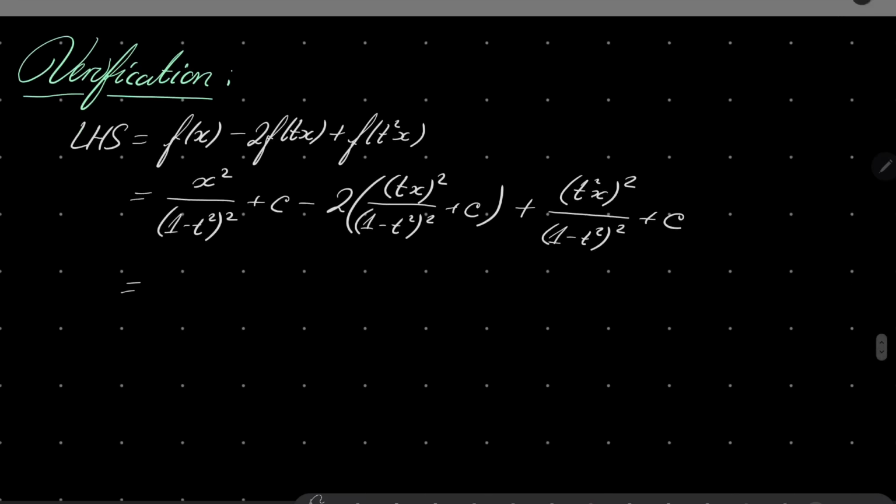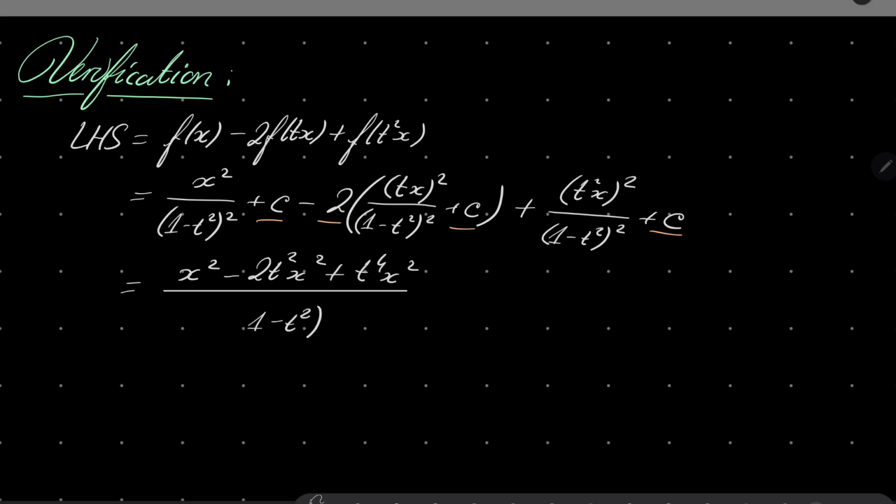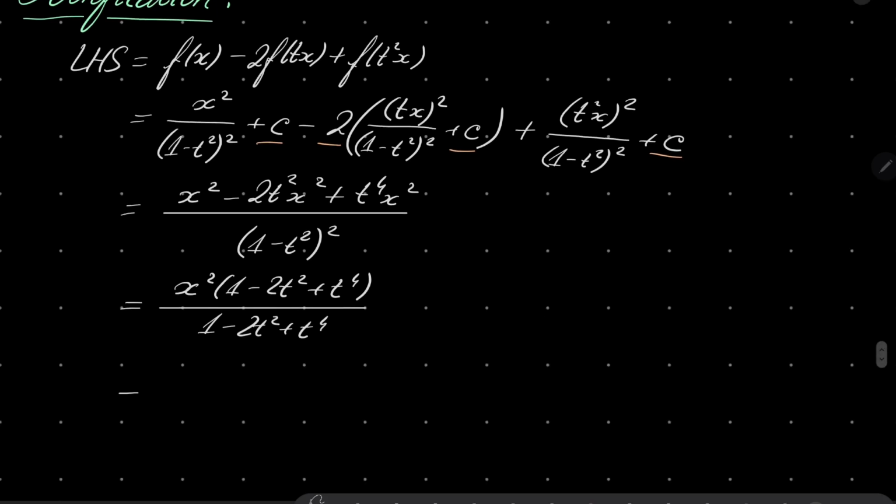Alright, now here we have plus c minus 2c plus c. c disappears, and we are left with x squared minus 2t squared x squared plus t to the 4th power x squared all over (1 minus t squared) squared. And notice that we have 1 minus 2t squared plus t to the 4th power, and if we expand our denominator, we will have exactly the same. So we are left with just x squared, which happens to be the right-hand side of our equation. So it is verified, it is indeed the only solution.